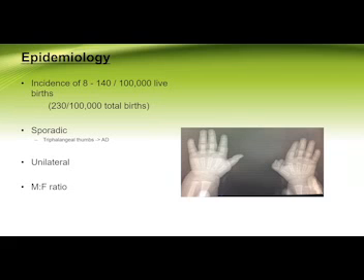It is usually unilateral, as you can see in the X-ray. However, if you see a bilateral case, which represents about 20% of the spectrum, you should start thinking about syndromes and start looking for other causes rather than the sporadic thumb duplication.